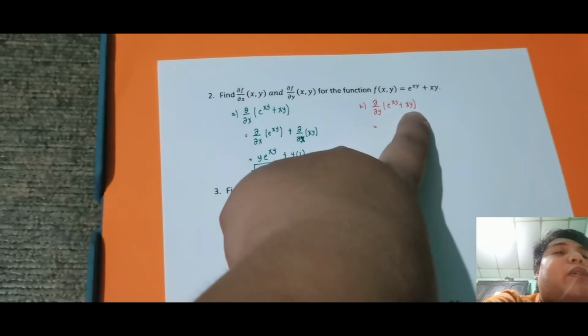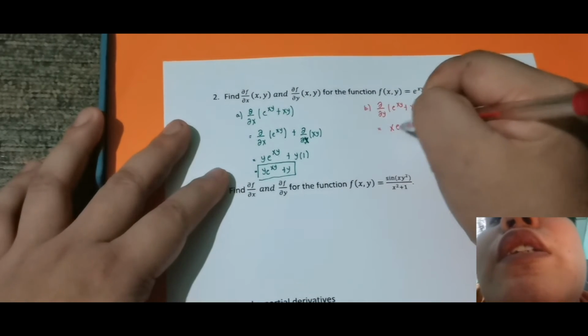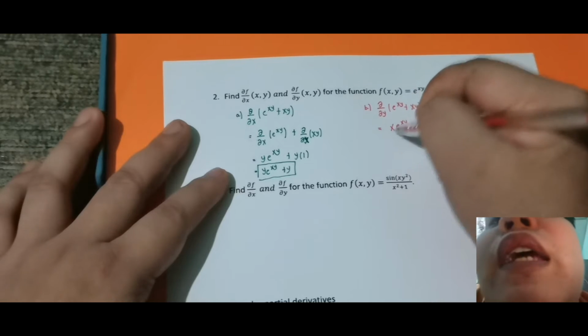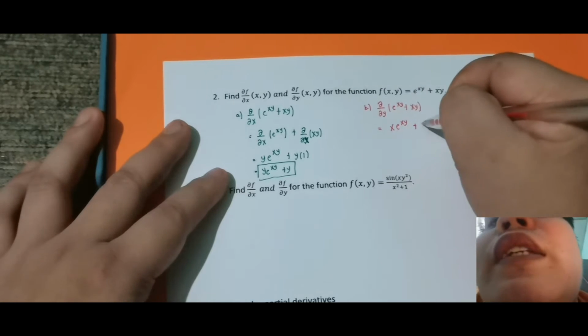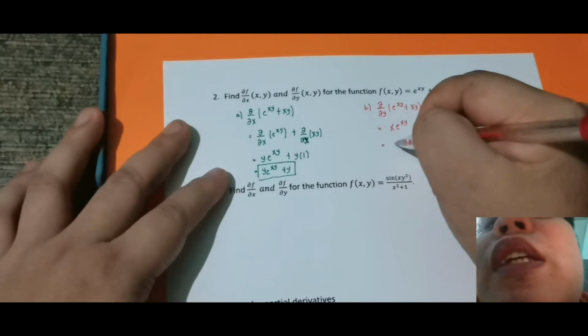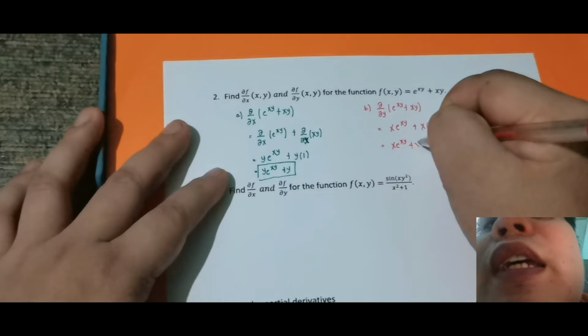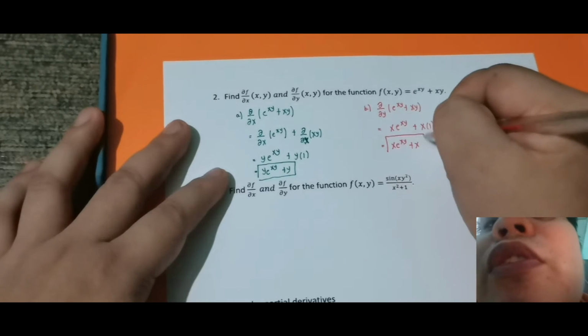x comma y, x and y. So this is just equal sa, syempre same result, this is just e raised to xy, x e raised to xy plus x times 1. So this is just equal sa x e raised to xy plus x. So hoping na nasundan mo yung ginawa ni sir.